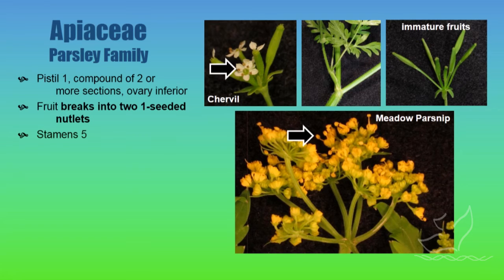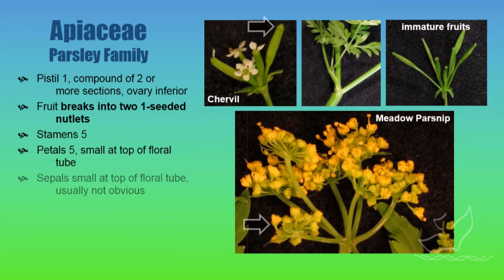Stamens are 5. You can see that in both these plants, the meadow parsnip and the chervil. Petals are 5. They tend to be pretty small and arise from the top of the floral tube, which is fused to the ovary. The sepals are small and at the top of the floral tube, and in some cases, as in the chervil, the sepals are so small they just appear to be almost like little bumps, hardly even teeth at the top of the floral tube.